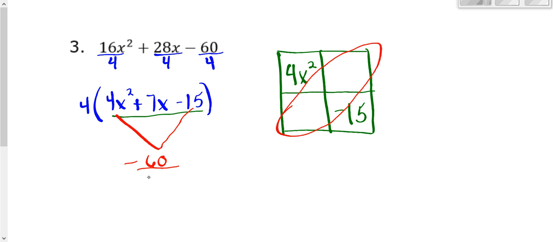So breaking that down, I know I have 30 times 2, 20 times 3, 15 times 4, 12 times 5, and I think I can stop there. So I'm trying to make 7, and I need to multiply to get negative 60. So all of these need to be negative to make negative 60. So 12 minus 5 is 7. So I'll have 12x and negative 5x.